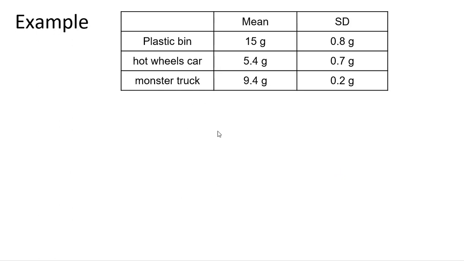Then we're going to look at a Hot Wheel car. Hope everybody knows what a little tiny Hot Wheel car looks like. They come in all different shapes and sizes, but the mean of all Hot Wheel cars is 5.4 grams. And we all know some Hot Wheel cars are smaller, some are bigger, some weigh more, some weigh less. Of course, the standard deviation is there as well, 0.7 grams. And then we also have a mini monster truck.